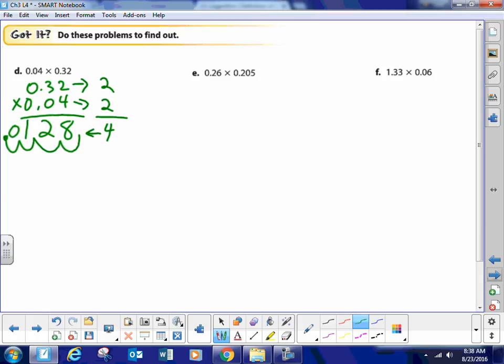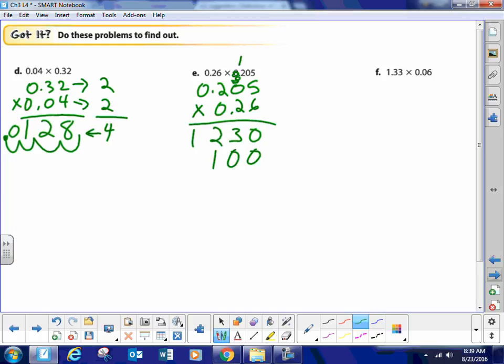Okay? First thing over here, step 1 is set up the problem. 0.205 times 0.26. Okay? 5 times 6 is 30. 0, carry the 3. This is going to be 3. And then that's going to be 12. Annex a 0. 2 times 5 is 10. Carry the 1. This is going to be a 1. That's going to be a 4.